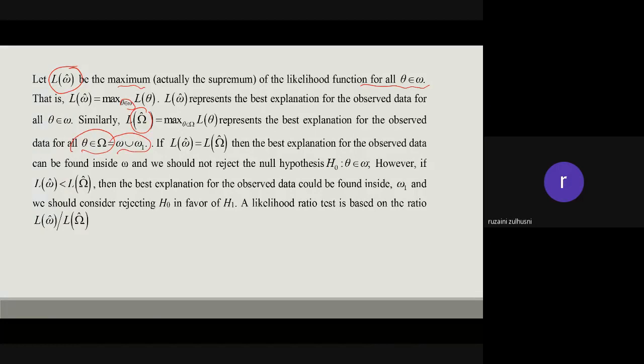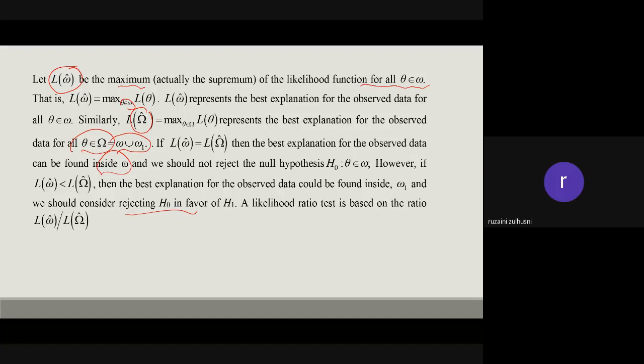Okay, so again we will take the ratio. If the likelihood for small omega hat is equal to large omega hat, then the best explanation for the observed data can be found inside small omega, and we should not reject the null hypothesis. Okay. However, if the likelihood function for small omega hat is less than that, then the best explanation for the observed data could be found inside the alternative omega, and we should consider rejecting H0. Okay, so this defines your likelihood ratio test.